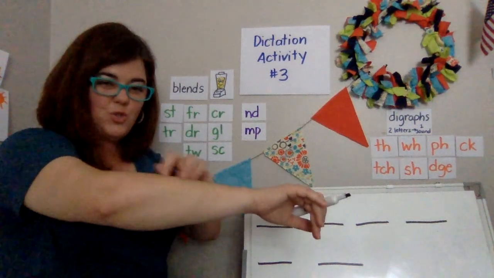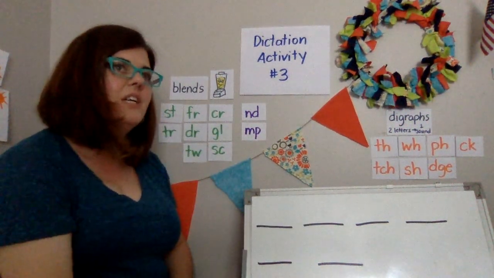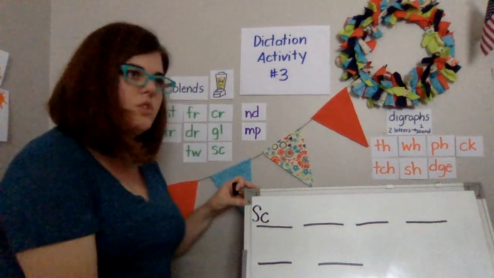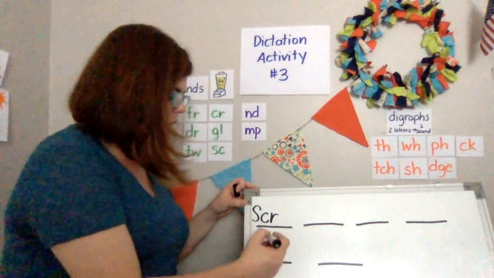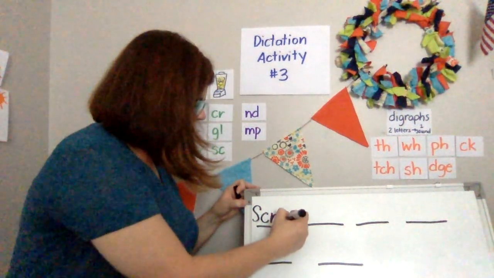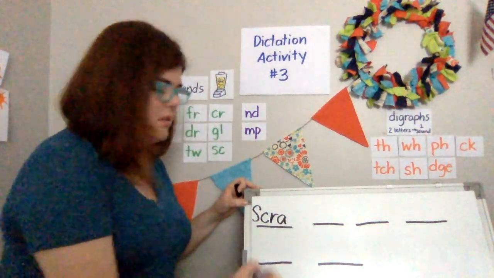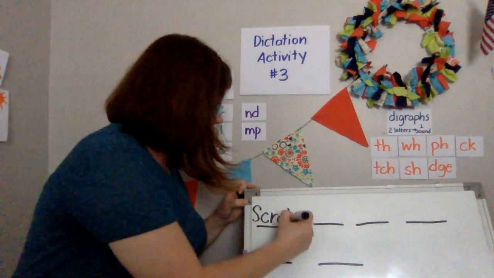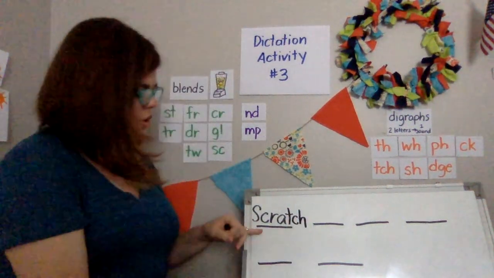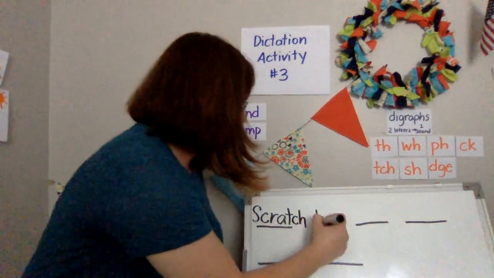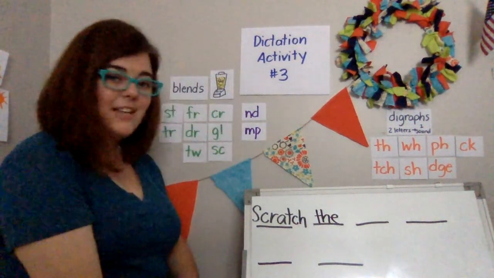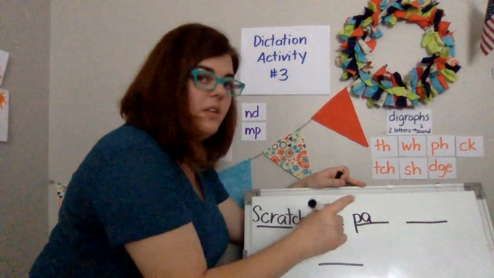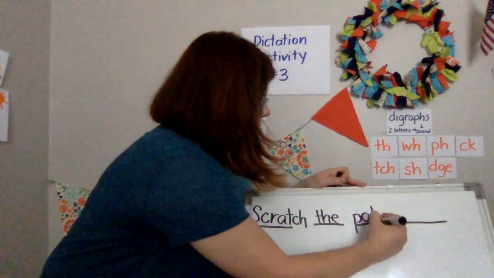Like if something itches, you scratch it. I hear a little S. I hear a little C. Skr. R. A. Ch. Ch. It's the end of the word, and it says ch, so that's a digraph. I think it's the TCH. Scratch the patch. Patch. A. Ch. There's that ch sound at the end of the word. TCH.